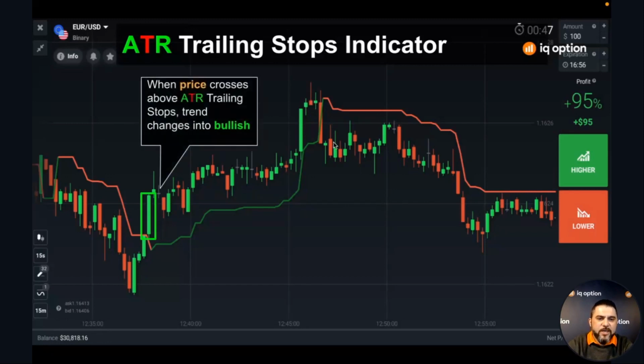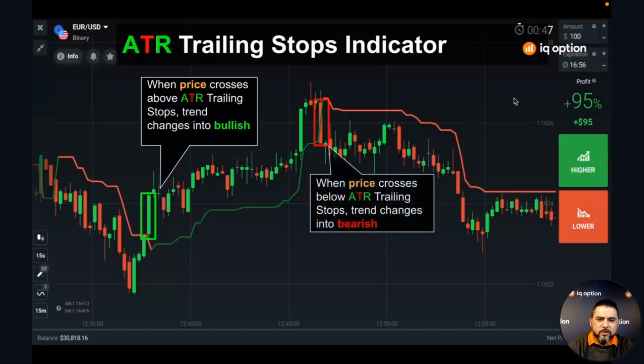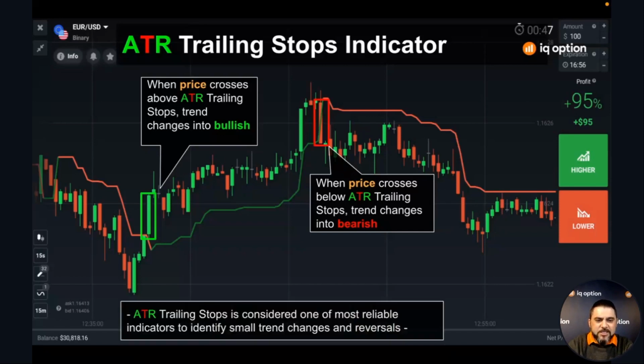When the price crosses above the ATR trailing stop, trend changes into bullish. Keyword here is changes. We are looking for the change here. So same goes on here as well. It changes, it breaks through the line. So this is another very good signal. And again, ATR trailing stops is considered one of the most reliable indicators to identify small trend changes and reversals.